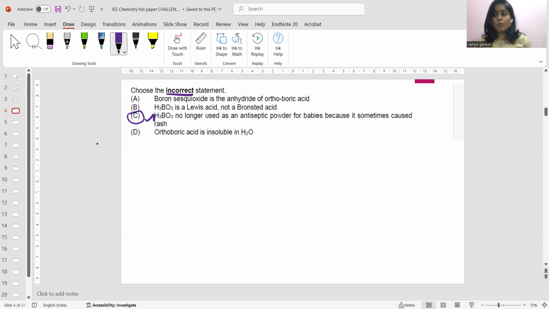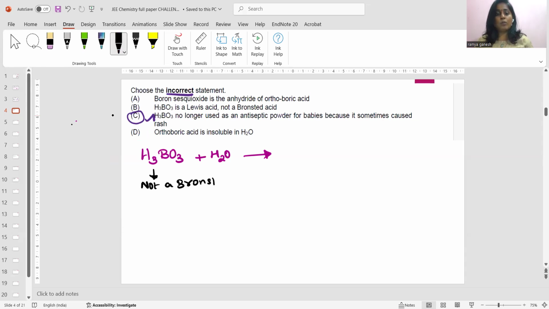Next one. Orthoboric acid is insoluble in water. Is that true? Orthoboric acid, how do you write it? H3BO3. In the presence of water, what does it do? What is the characteristic of boric acid? Though you can see three hydrogens are there, just like phosphoric acid, these three hydrogens cannot be deprotonated as easily as in phosphoric acid. So number one, they are not a Bronsted acid.